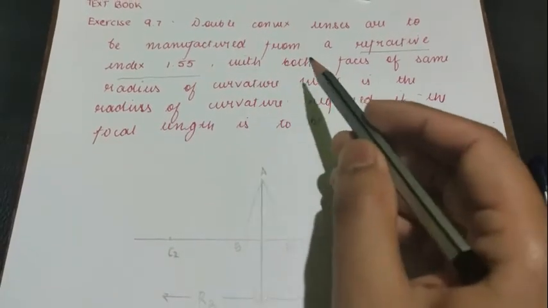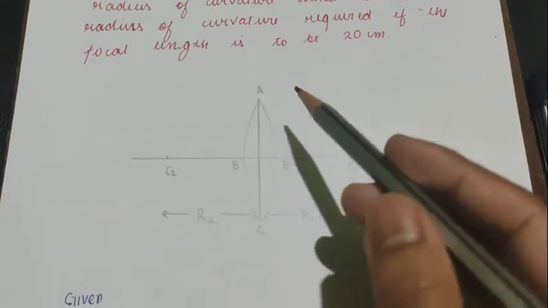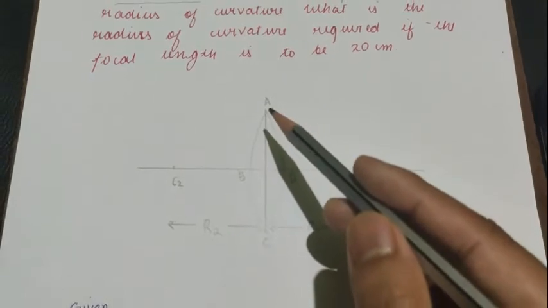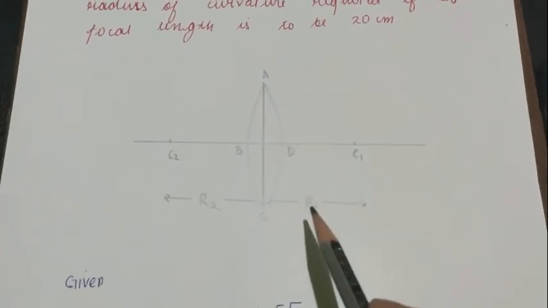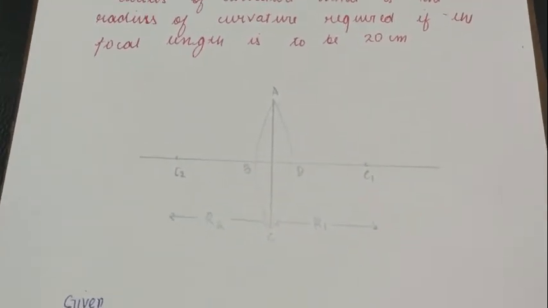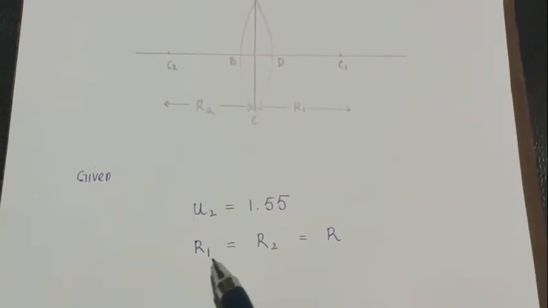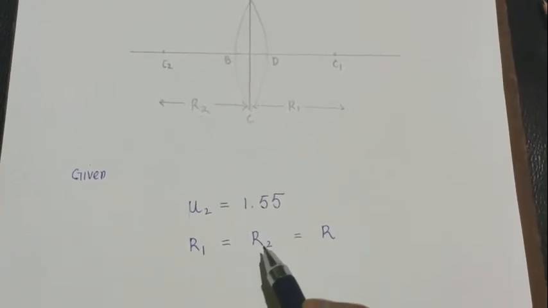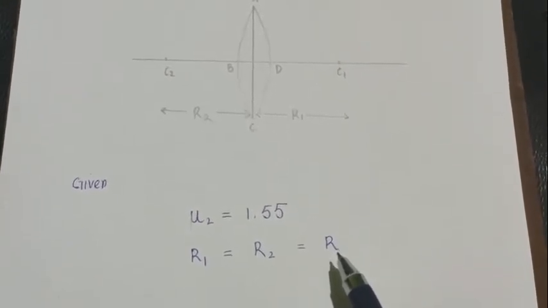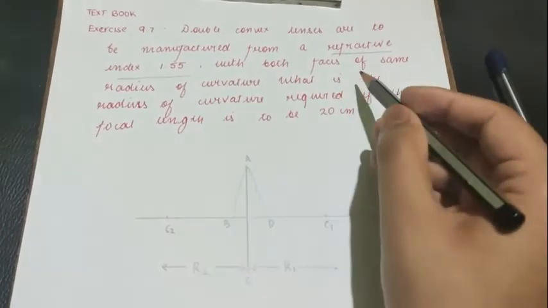Next, with both faces of same radius of curvature. Both the faces, which are your faces? Your surface A, B, C and your other surface A, D, C. Both of them have a radius of curvature R1 and R2 respectively. So we can write R1, radius of curvature for your first surface, equals R2, radius of curvature for your second surface, equals R. Let R be any random value. Clear? So underline your same radius of curvature.